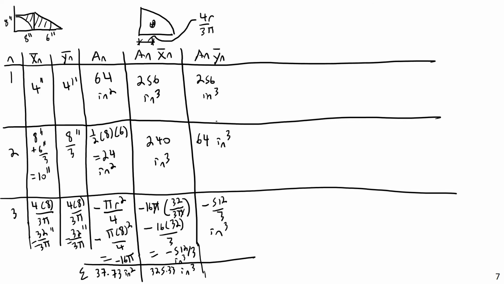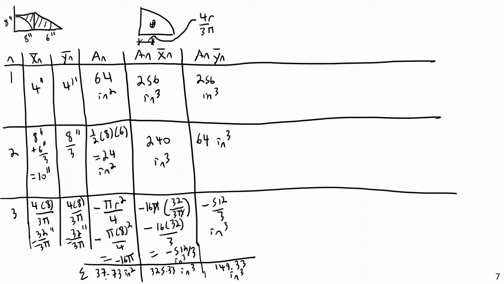And then the summation of this, 256 plus 64 minus 512 over 3, and this comes to 149.33. Again, inches to the third power, and what this represents is simply the summation of A times y bar. This is Qx, the first moment of area with respect to the x-axis.